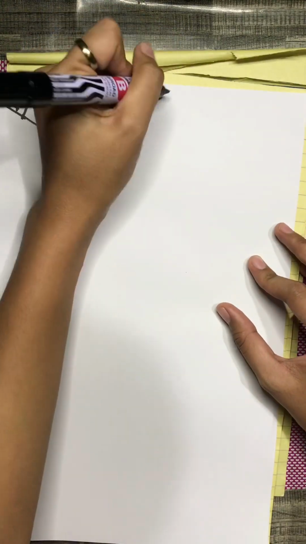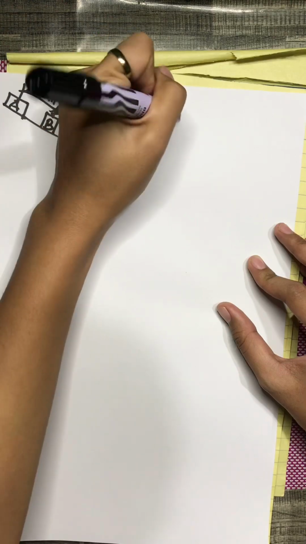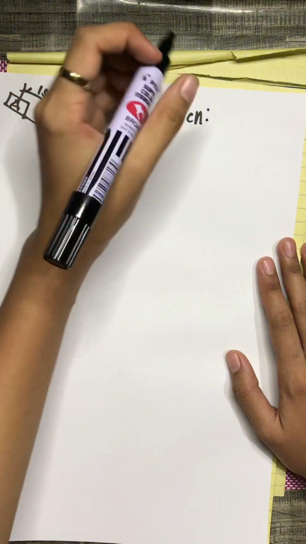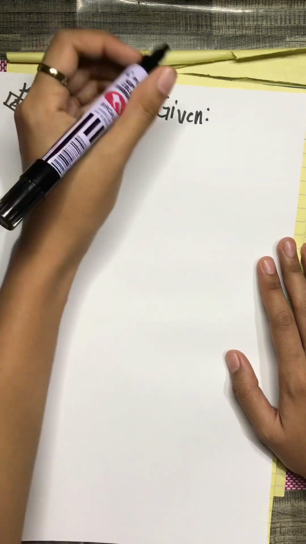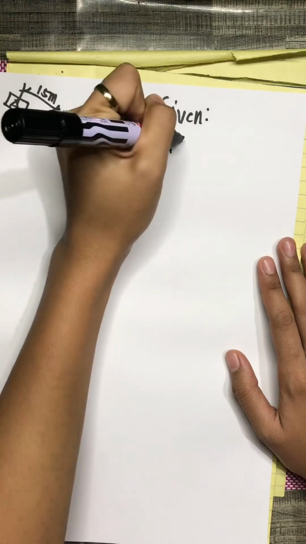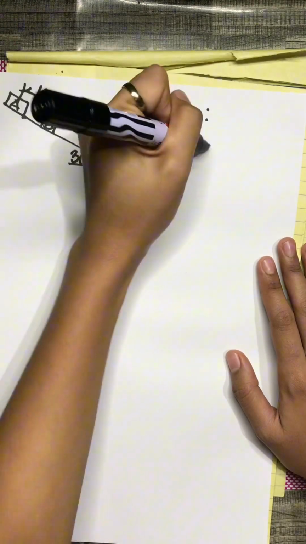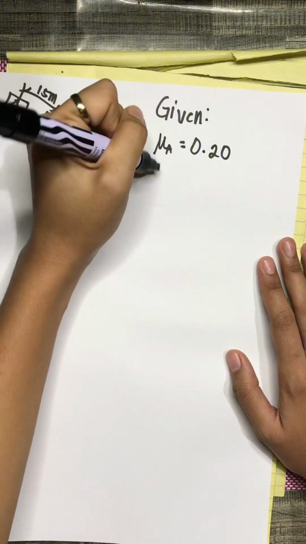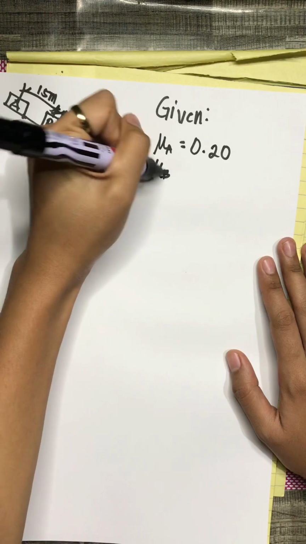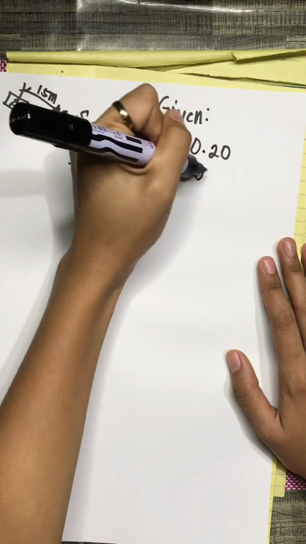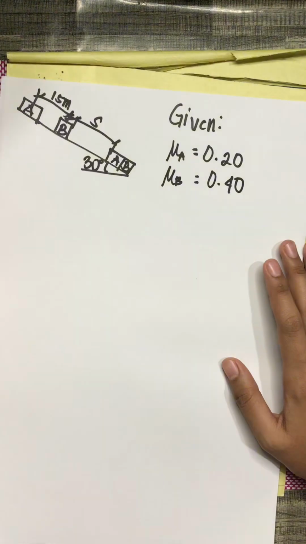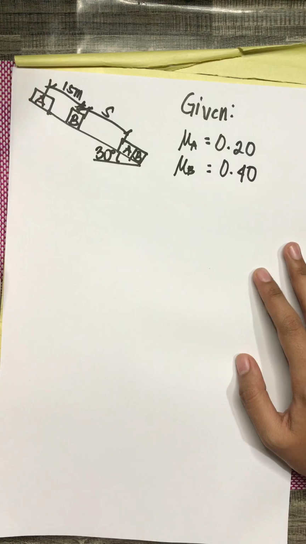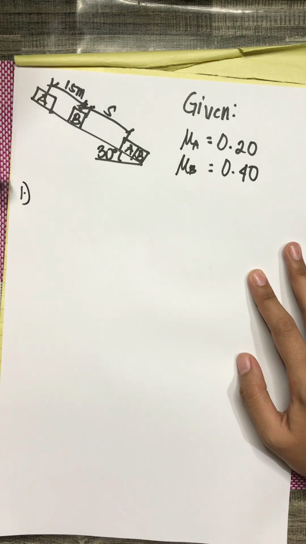So given, the coefficient of friction of block A is equal to 0.20. Then the coefficient of friction of block B is equal to 0.40. So first, we need to compute the acceleration of block A. Solution.